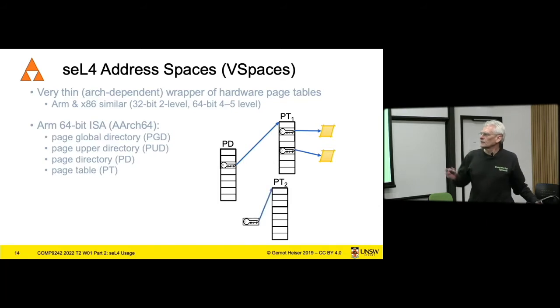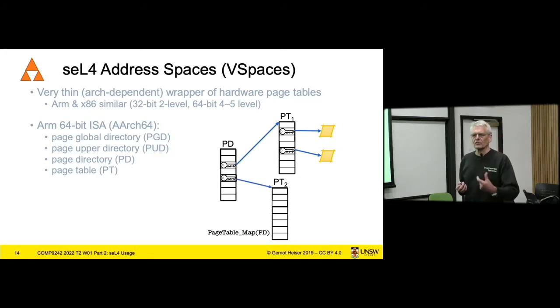You have a page table, 2 page tables here. One is mapped into a page directory, the other is not. So as long as it's not mapped into a page directory, you can't really do much with it. If you want to actually activate it, you need to map it in a page directory, and this is done by this page table map operation, which inserts the capability in the page directory, and then that makes this page table part of the address space. Of course, at the moment it's still unpopulated.